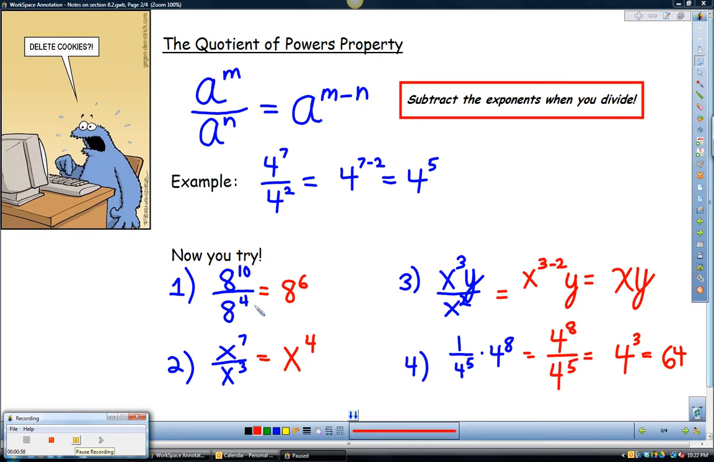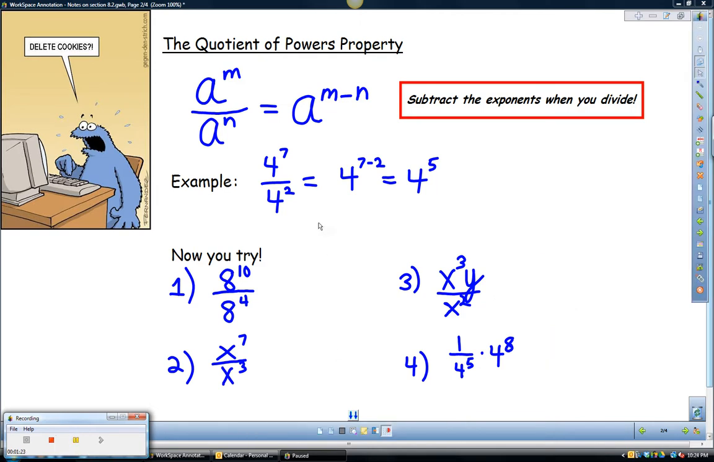This leads us to the quotient of powers property that simply says when you have the same base in the numerator and the denominator, to divide you simply subtract the exponents. Here's an example. 4 to the 7th divided by 4 squared equals 4 to the 7 minus 2, which is equal to 4 to the 5th. So you see we subtract the exponents.